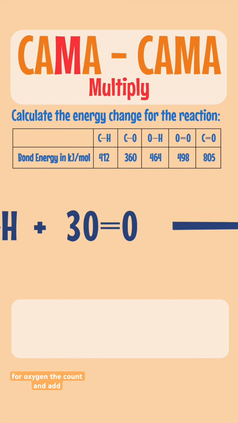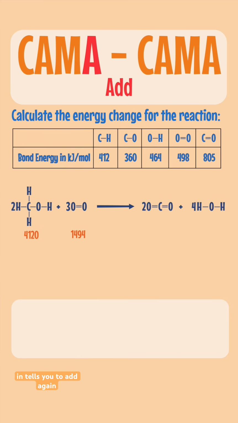So for oxygen, the count and add step gives you 498, and the M tells you to multiply that number by 3. The last A in CAMA tells you to add again, which reminds you to add up all your results for the reactant side. This gives 5,614.